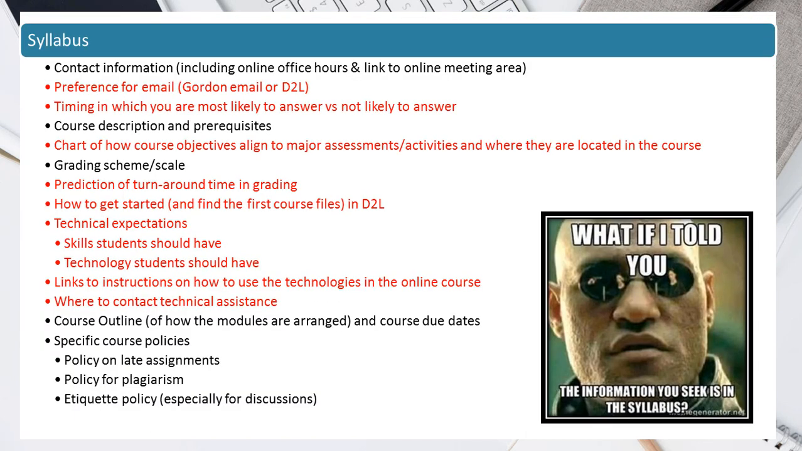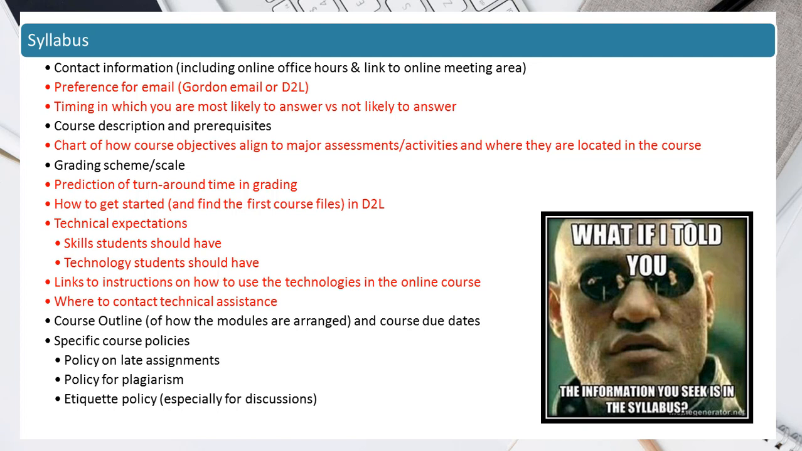The last thing is to build the online course syllabus. So here's a list of things that I would suggest that you put in your online course syllabus. The things in red are things that you might not already have in your face-to-face syllabus that you might want to add in. The things that are in black print here are probably already in your course syllabus. And again, you don't have to include all these things.